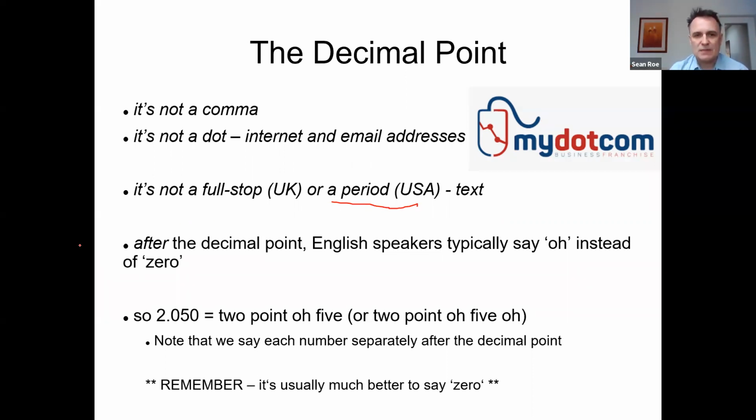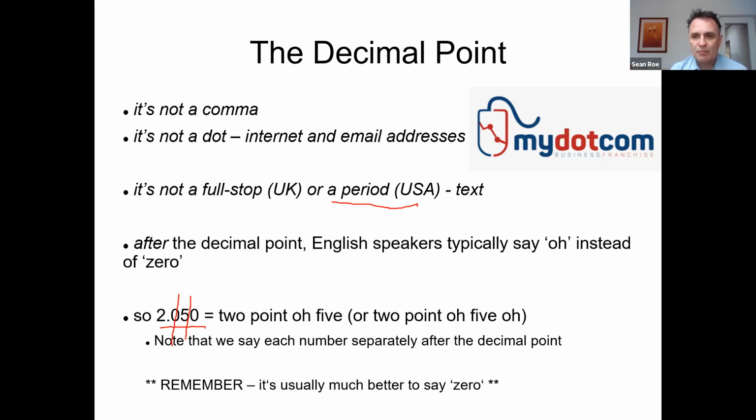And after the decimal point, we've looked at what happens when we have a zero before the decimal point. But after the decimal point, English speakers will usually say O instead of 0. So 2.050, because after the decimal point, we always say each number separately. So this number 2.05 or 2.050, you need to be used to hearing English speakers use the word O for 0 when it appears after the decimal point.